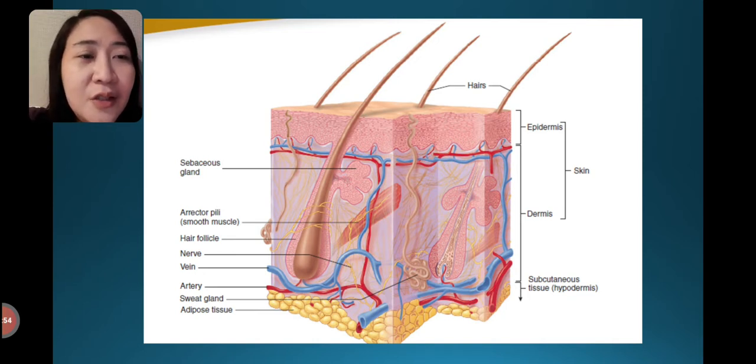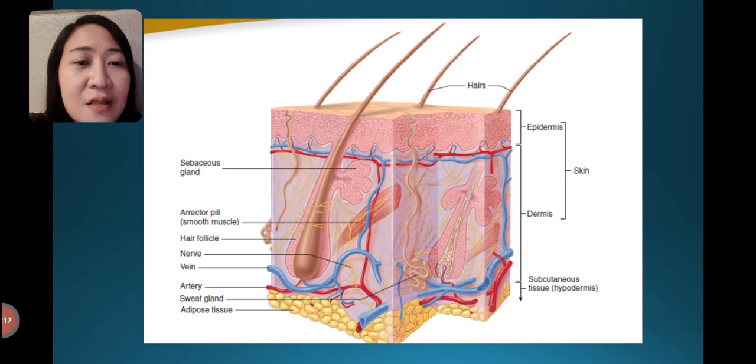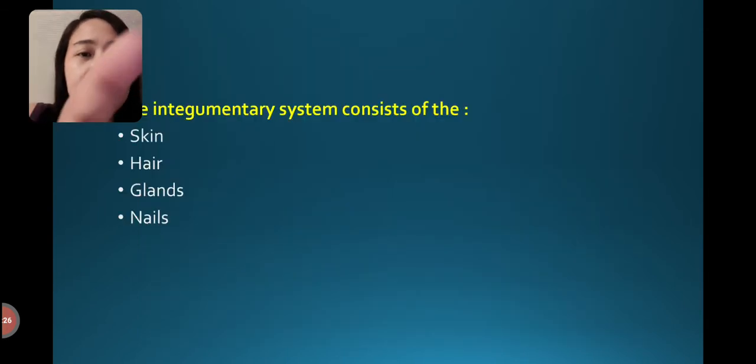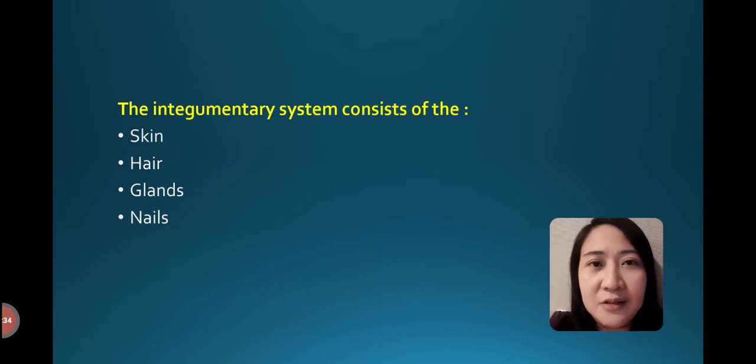So the dermal part, or the inner part of the skin, has sebaceous glands, erector pili or the smooth muscle for goosebumps, nerves and veins and arteries, as well as sweat glands. And the adipose tissue is usually found in the hypodermis area. So the integumentary system consists of the skin, hair, glands, and the nails.